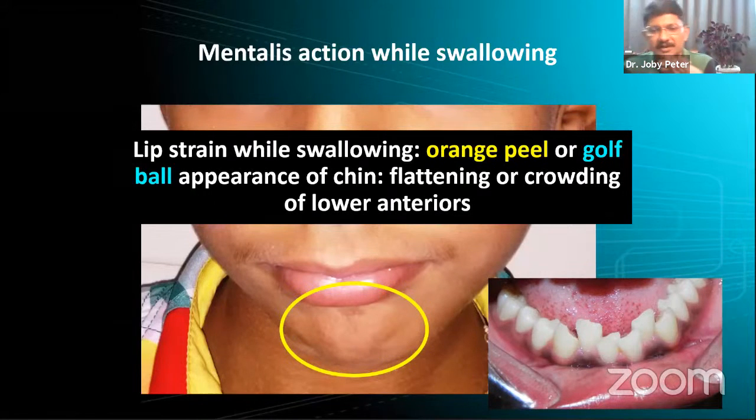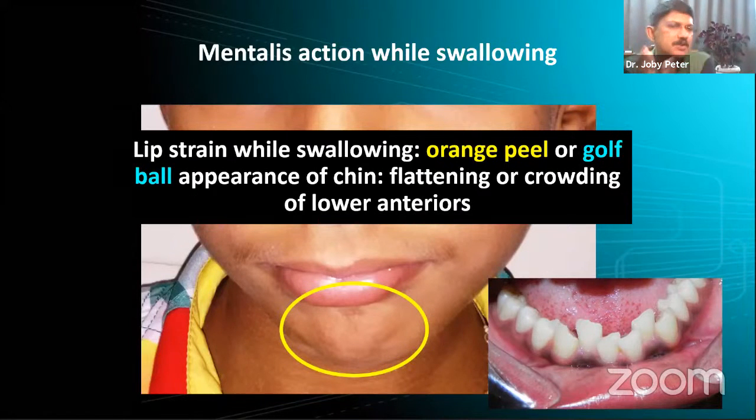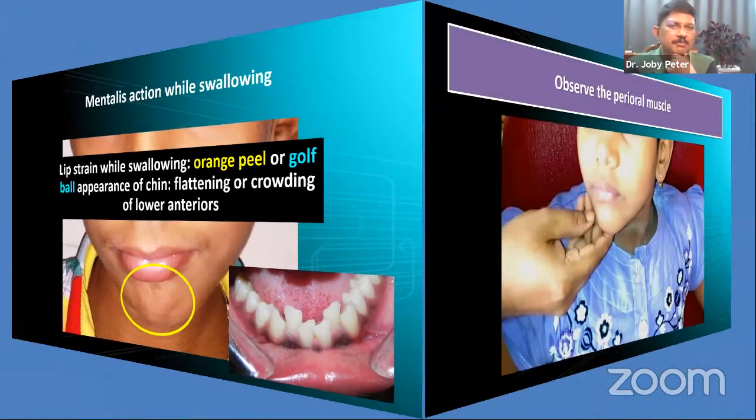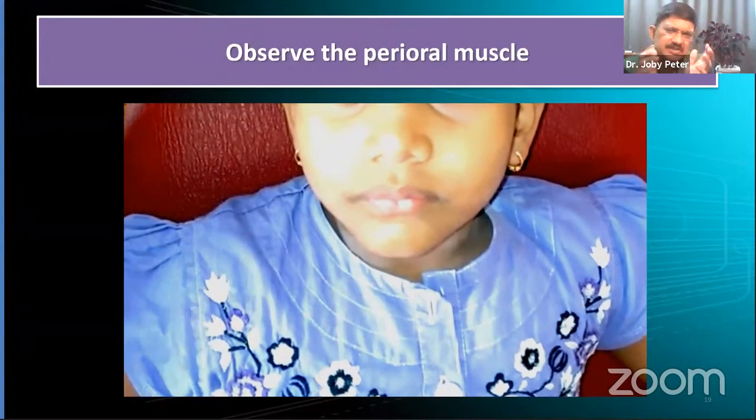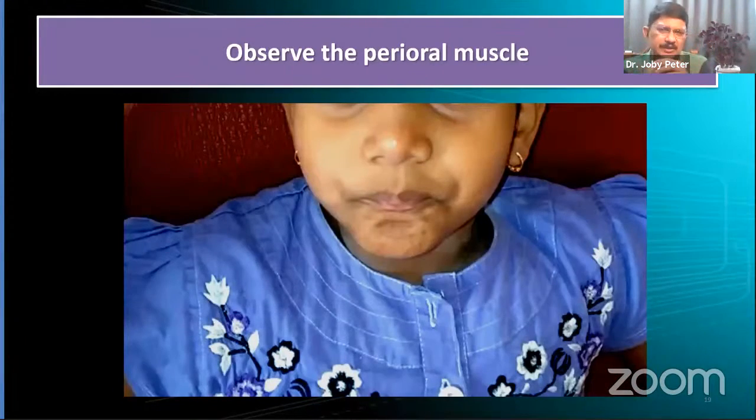But the constriction of the mentalis and the perioral muscle puts a pressure onto the anterior component of the dental arch, making it constricted, and it doesn't allow it to grow. So observe this perioral muscular activity here. You can see the patient saying the word M and swallowing, and you can see the amount of perioral muscular activity, the orange peel appearance, the golf ball appearance, whatever you name it. Upper and lower crowding is inevitable here. So do you need an X-ray to find out this? No need. With simple clinical observation, you can find this out.